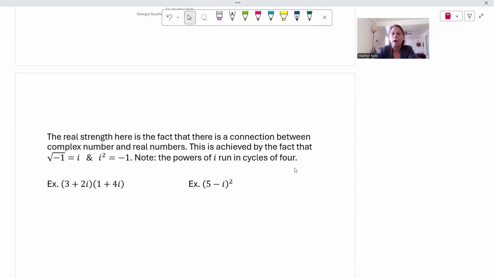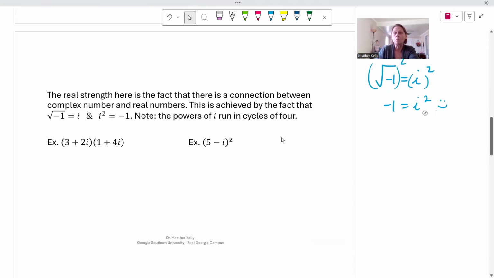Now, the strength of complex numbers comes from the fact that the square root of -1 is equal to i, but i squared is equal to -1. I mean, that makes sense, right? If the square root of -1 is equal to i and we square both sides, then -1 is equal to i squared. Cool. So that's going to come into account when we multiply.